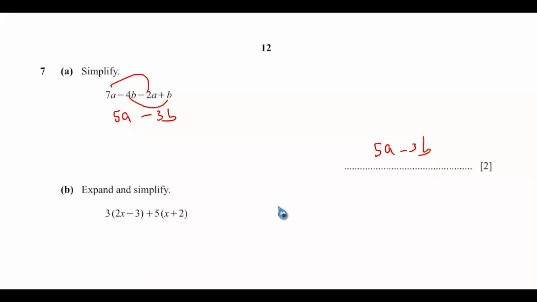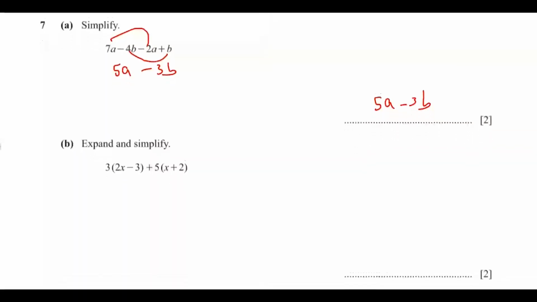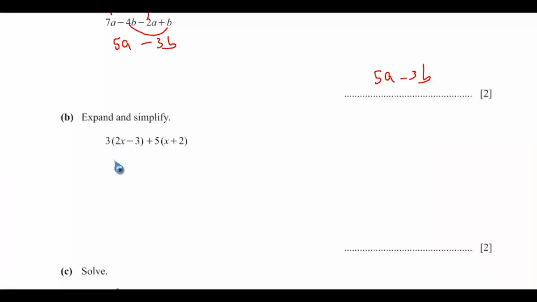Then part B, expand and simplify. So we need to expand this. So this and this will give us 6x minus 9 plus 5x plus 10. So 6x and 5x, that will be 11x. Then minus 9 plus 10, that will be plus 1. So we have 11x plus 1.